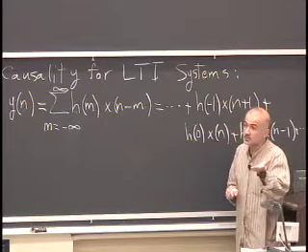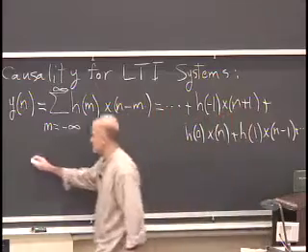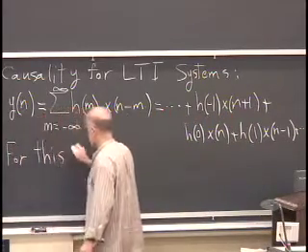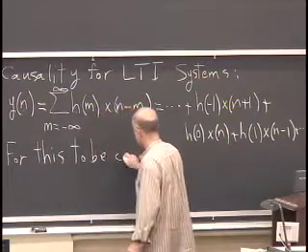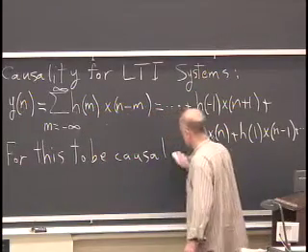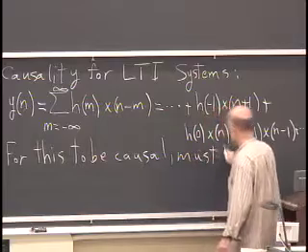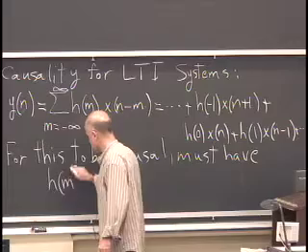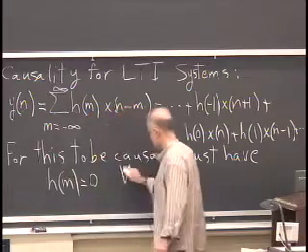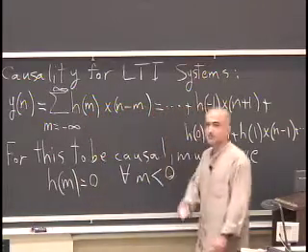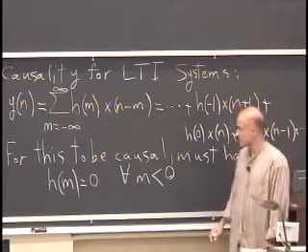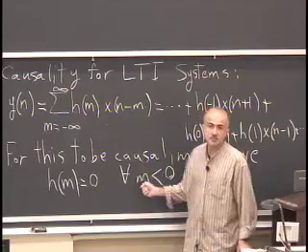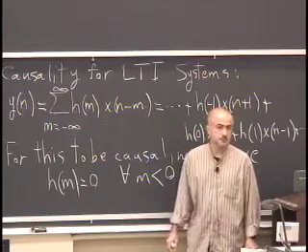0 for negative. So for this to be causal, we must have h of m equals 0 for all m negative. Any LTI system whose impulse response is 0 for negative time instants is causal.